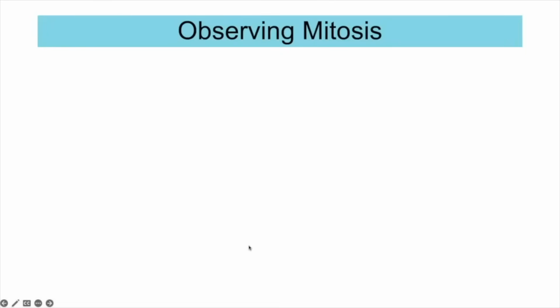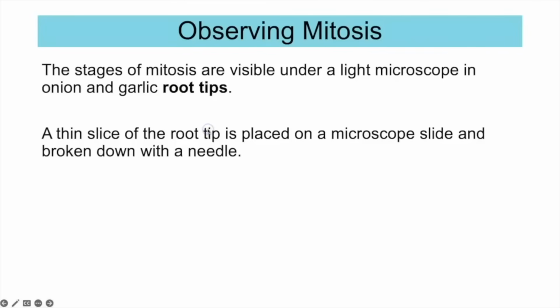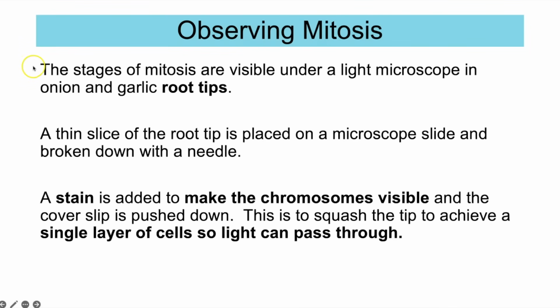Now you can actually observe mitosis, and this is one of the required practicals. The stages of mitosis can be viewed using a light microscope in onion or garlic root tips. So you would need to take a thin slice of the root tip from either an onion or a garlic and place it on top of a microscope slide. You then break it down a little bit with a mounted needle.